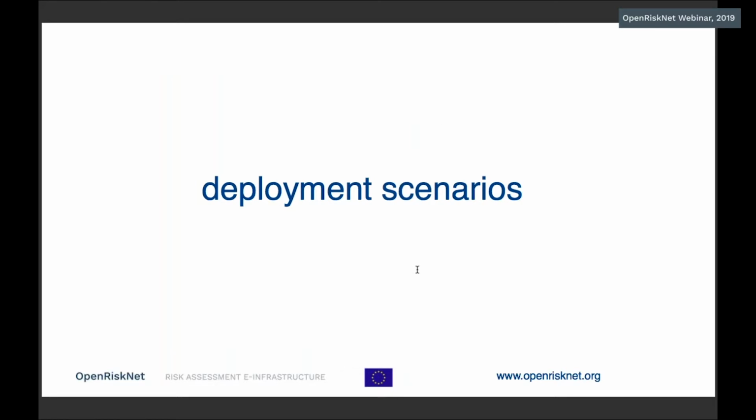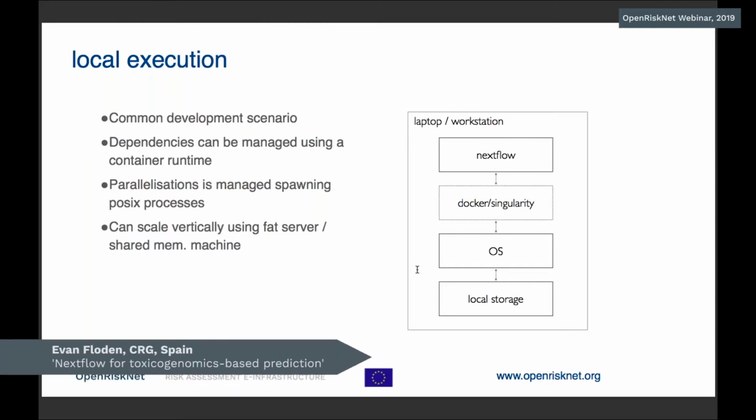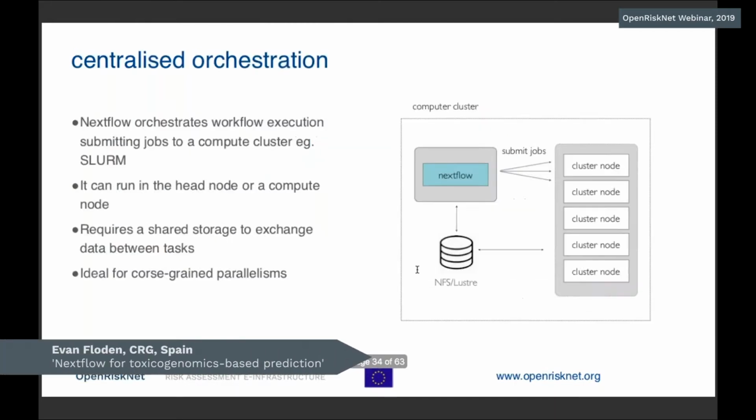That was the basics of the Nextflow language, or what we call the domain-specific language. And what's more relevant to OpenRiskNet is the deployment. If you just run Nextflow by itself, you could just run it on your laptop. You say nextflow run, and it will just run using your operating system. You can choose to use containers or not, but it runs in a simple manner.